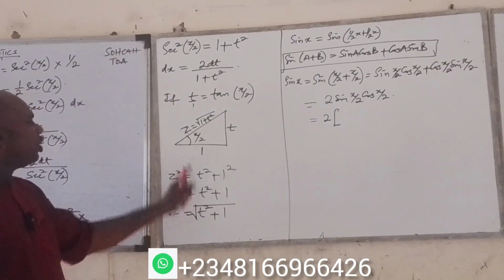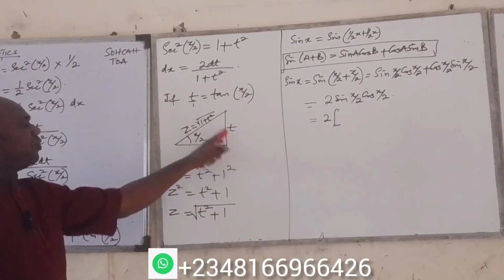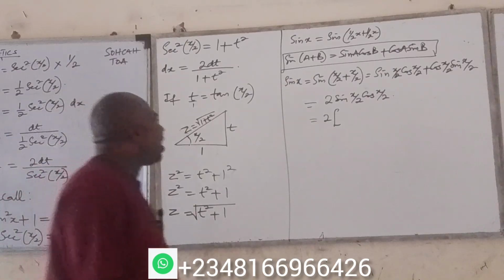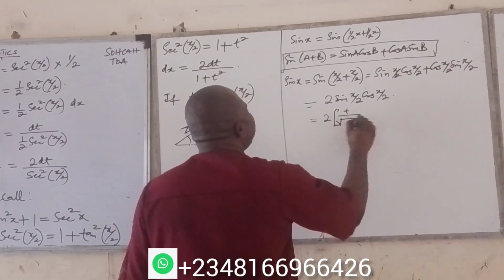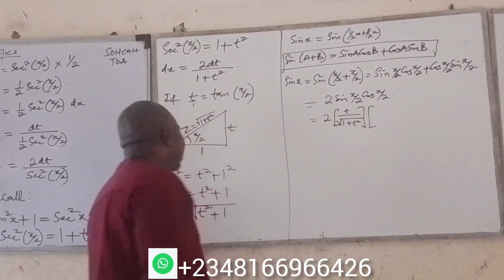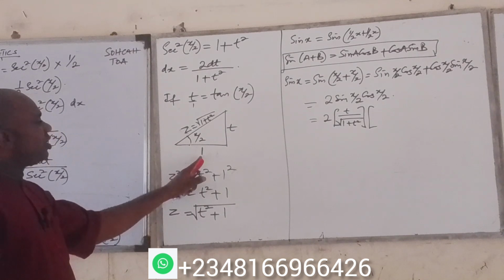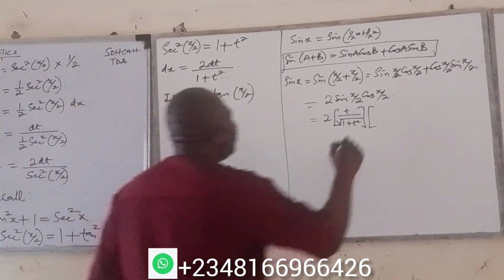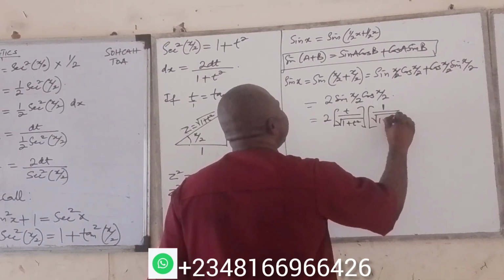Now let's see the value of sine x over 2. Sine is opposite over hypotenuse, so sine x over 2 will be opposite t over the hypotenuse, that's the square root of 1 plus t square. Then let's look at the value of cos x over 2. Cos is adjacent over hypotenuse, so it becomes 1 over the square root of 1 plus t square.